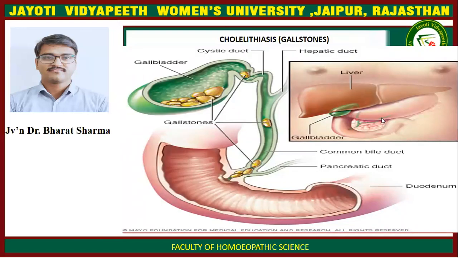These are the common sites of gallstones, and here you can see the gallbladder with stones. Stones can occur in the cystic duct, in the common bile duct, or at the opening of the ampulla of Vater, which can cause blockage of the bile duct and lead to acute cholecystitis, and sometimes to chronic cholecystitis.